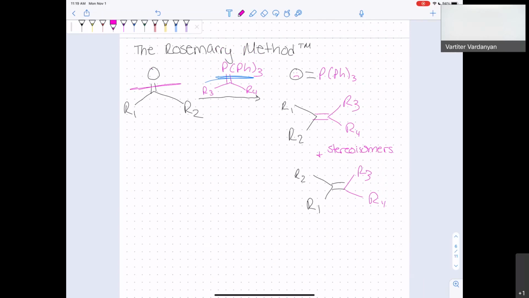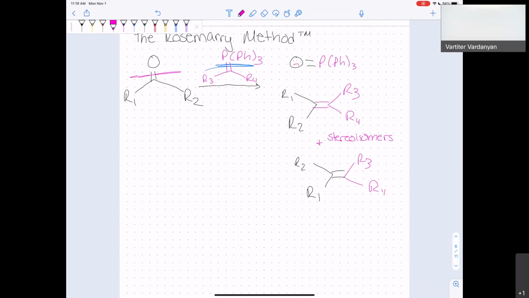Ta-da! So what you can always do for this reaction basically is just take the arms and the legs of the two groups and just stick them together. And then your side product is always going to be OPPh3, but that's kind of garbage. We don't care about it.